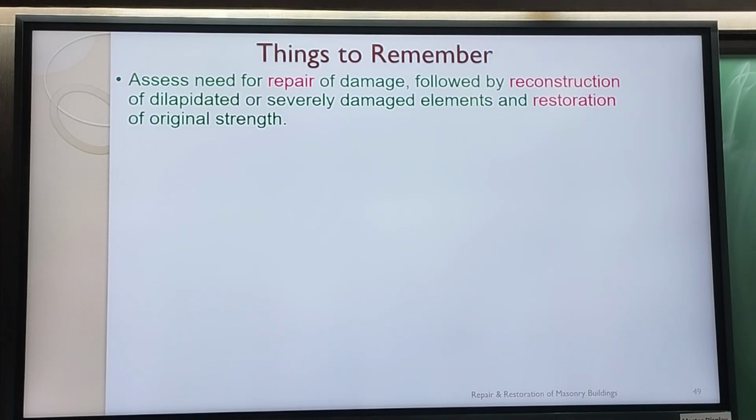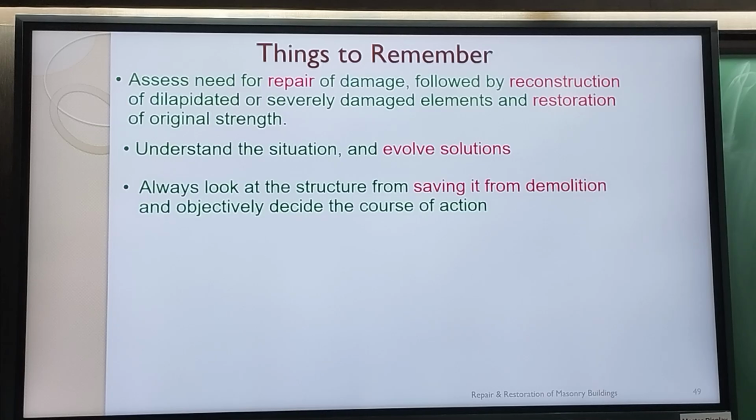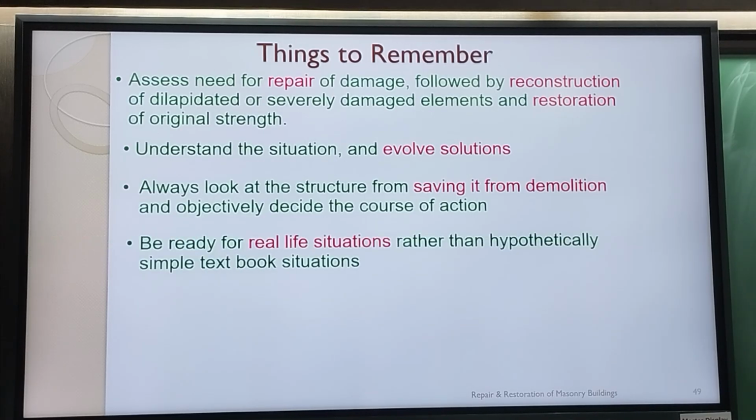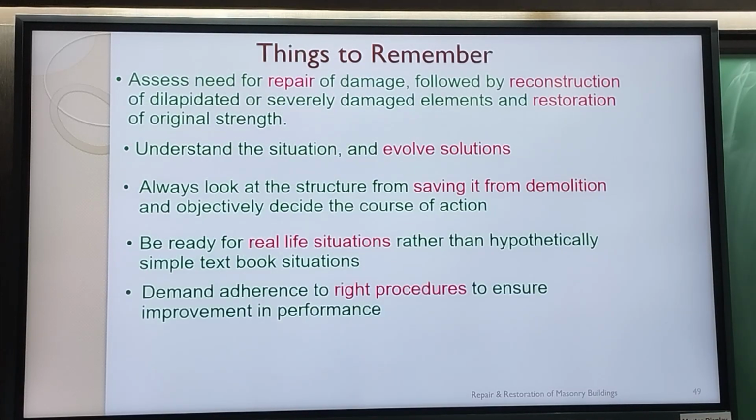Things to remember: assess the need for repair of damage. Understand the situation and evolve solutions. You don't have a textbook situation. You have to look at the building, understand what the problem is, and evolve the solution. Always look at the structure from the viewpoint of saving it rather than demolition, and objectively decide the course of action. If you go with a mind of demolition, then you will not see any solution. But if you decide, hey, I'm not going to demolish, then you will find a solution. Be ready for the real-life situation rather than a hypothetical textbook situation.